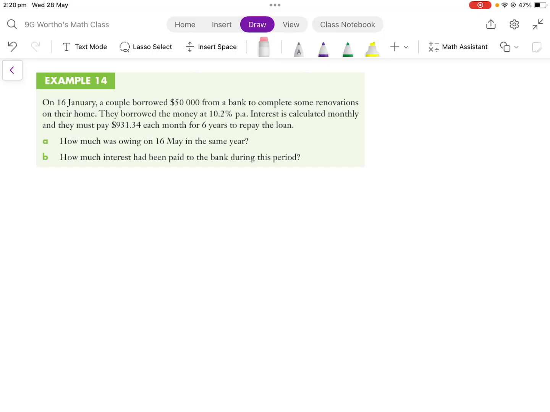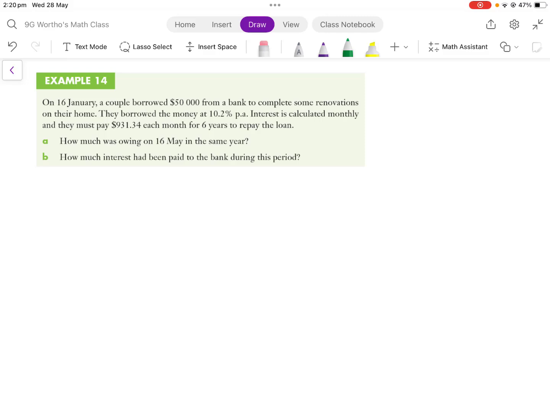Okay, so this is a typical problem for a reducing balance home loan. It also works the same way if you have super and you're withdrawing money, or if you have super and you were increasing it, you would put a plus in between the two equations instead of a minus. Let's have a look at it.